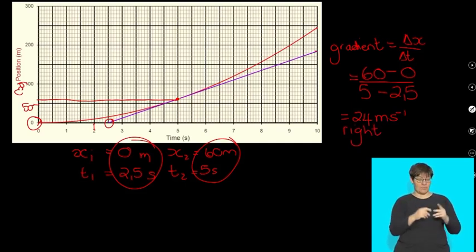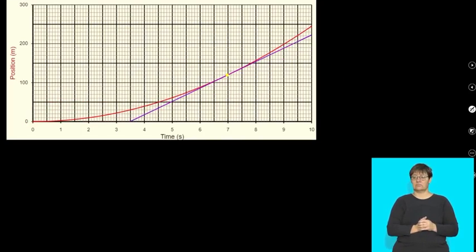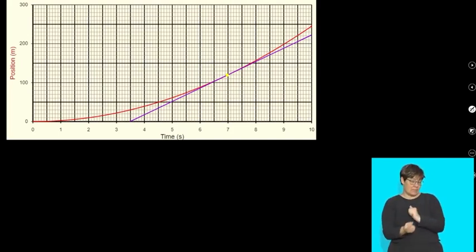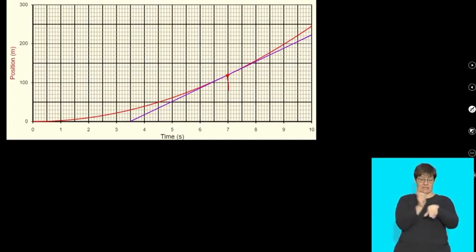Okay, so at this exact moment in time, it was going at 24 meters per second at 5 seconds, okay? Let's go there then. Let's see what happens when we get to 7 seconds. So here's my 7-second one. 7 seconds, and the distance is over here. So if I look at that, that's 120.